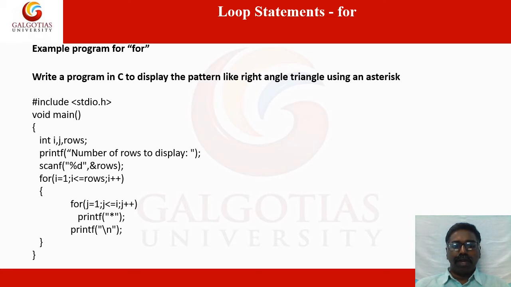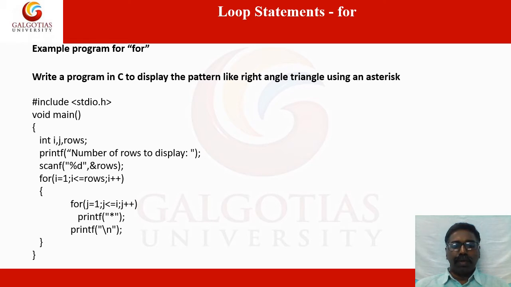According to our need, we declare several variables, and then we ask the user for the number of rows. According to the user-given value, that value is stored in the rows variable, and then an outer for loop repeats from i equal to 1 to the number of rows, incrementing in steps of one. In the inner loop we have for j equal to 1 to i, and then we display the asterisk symbol.